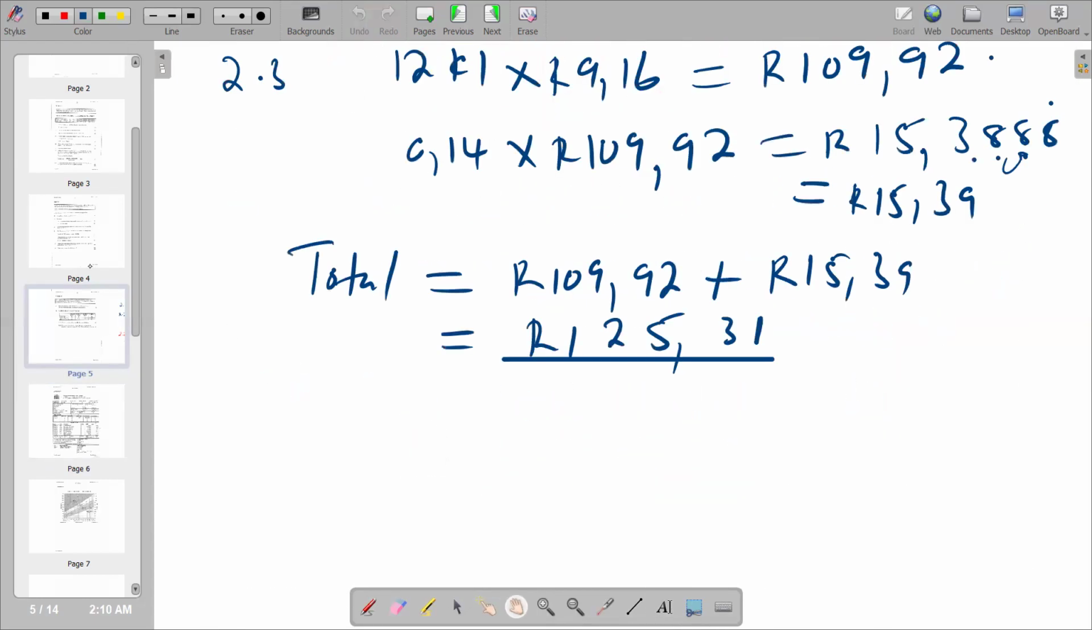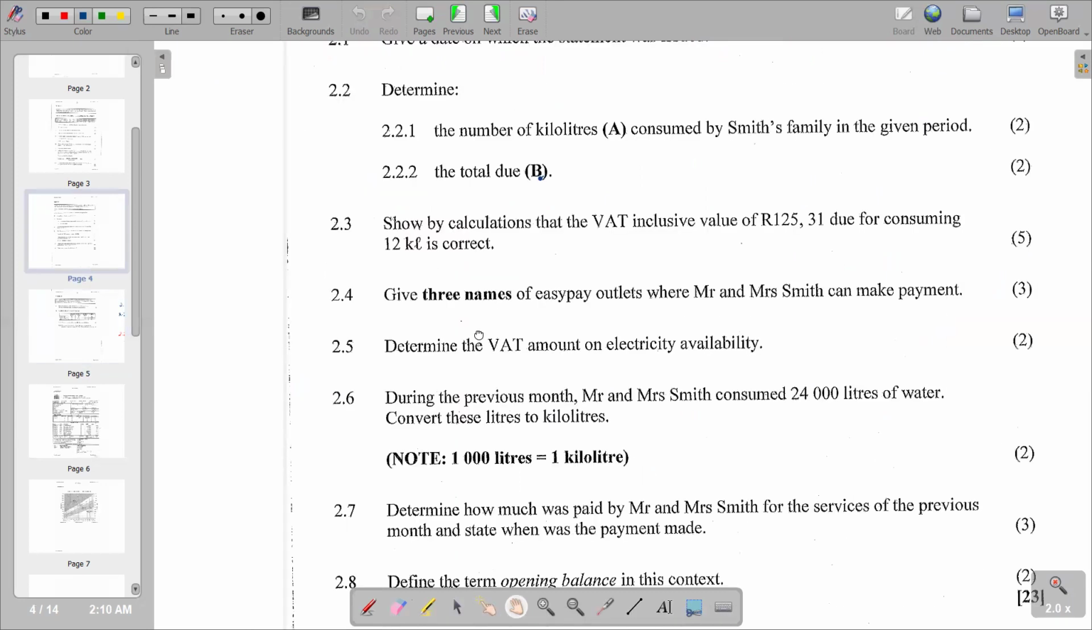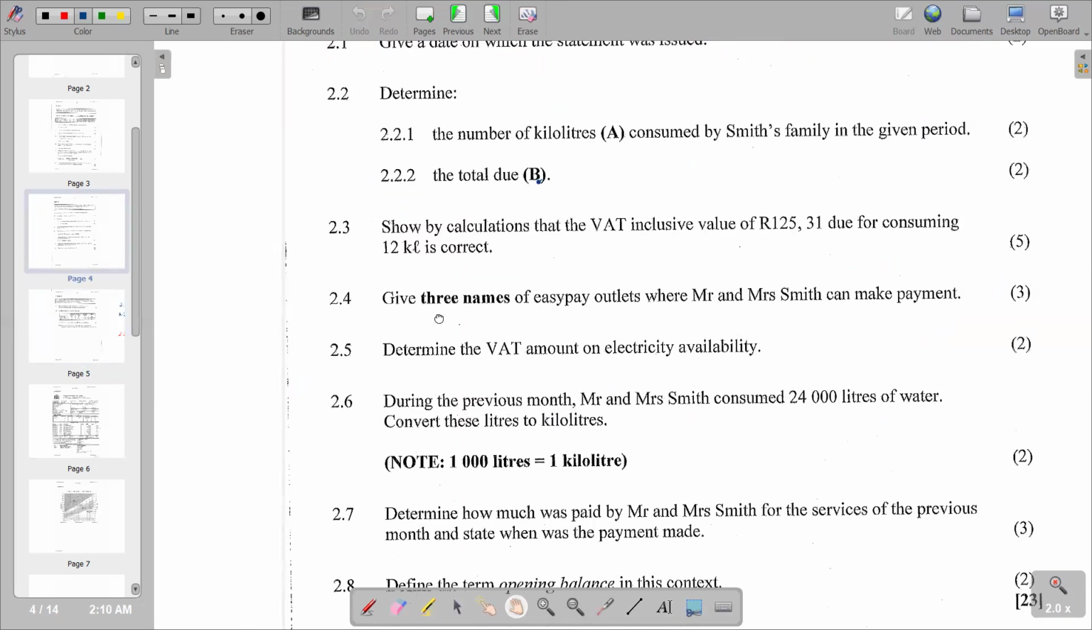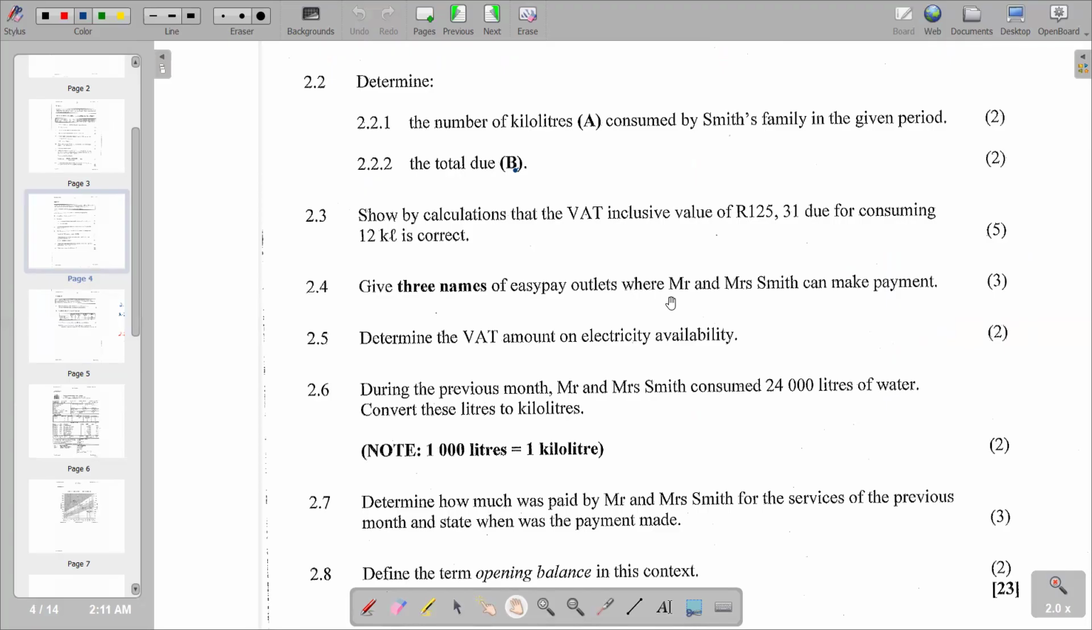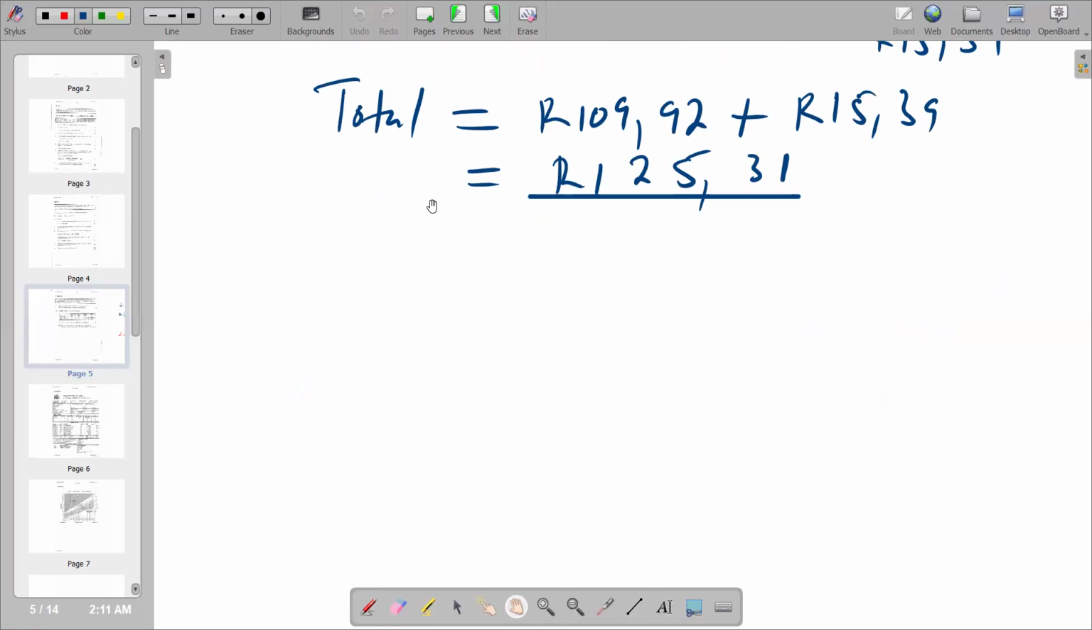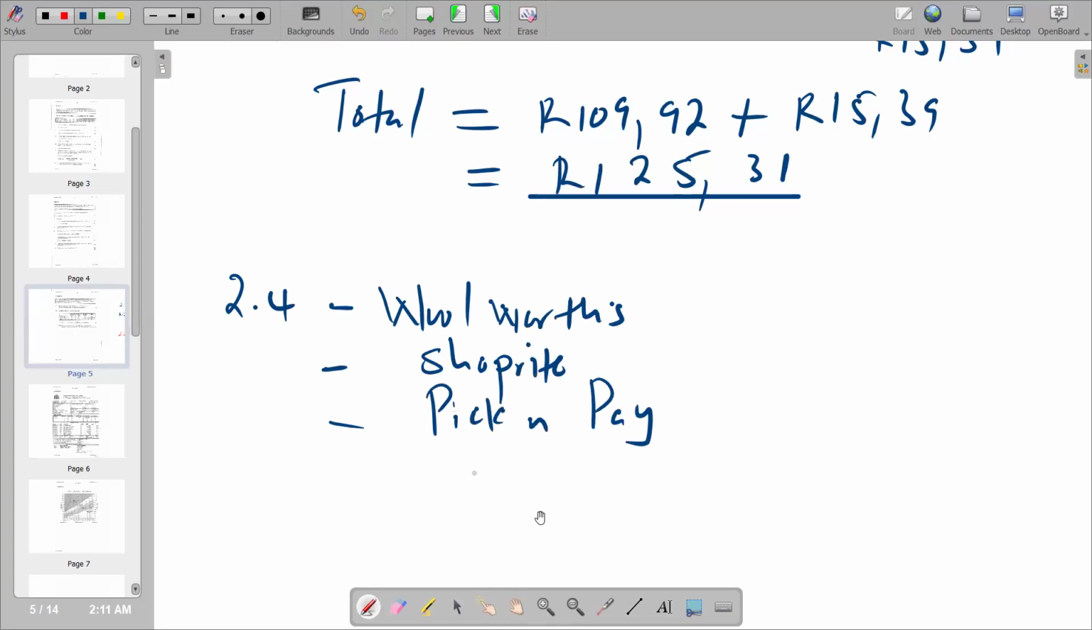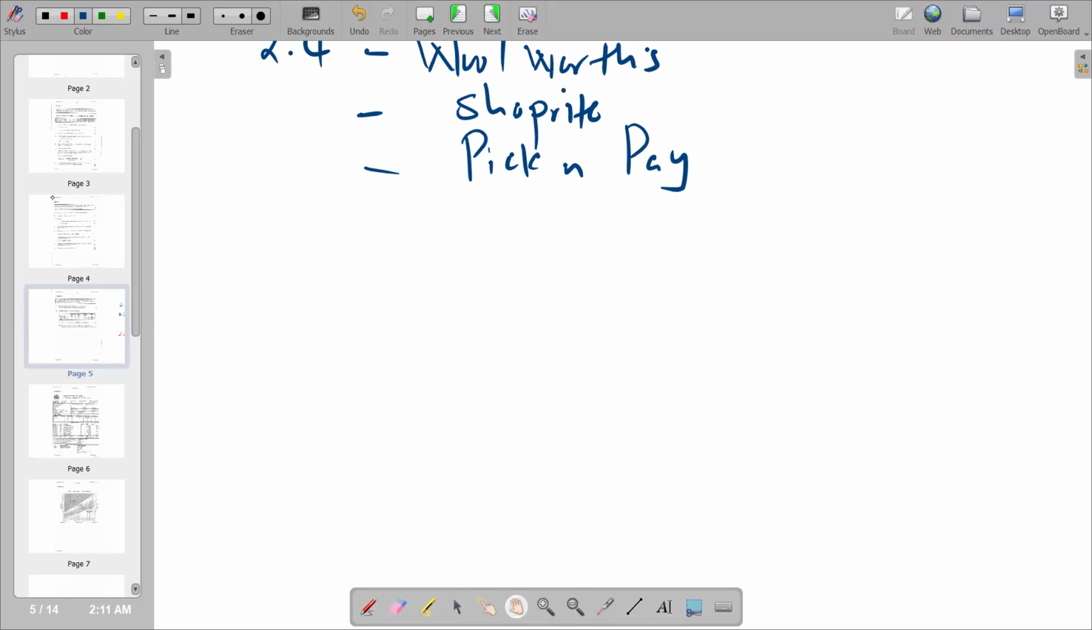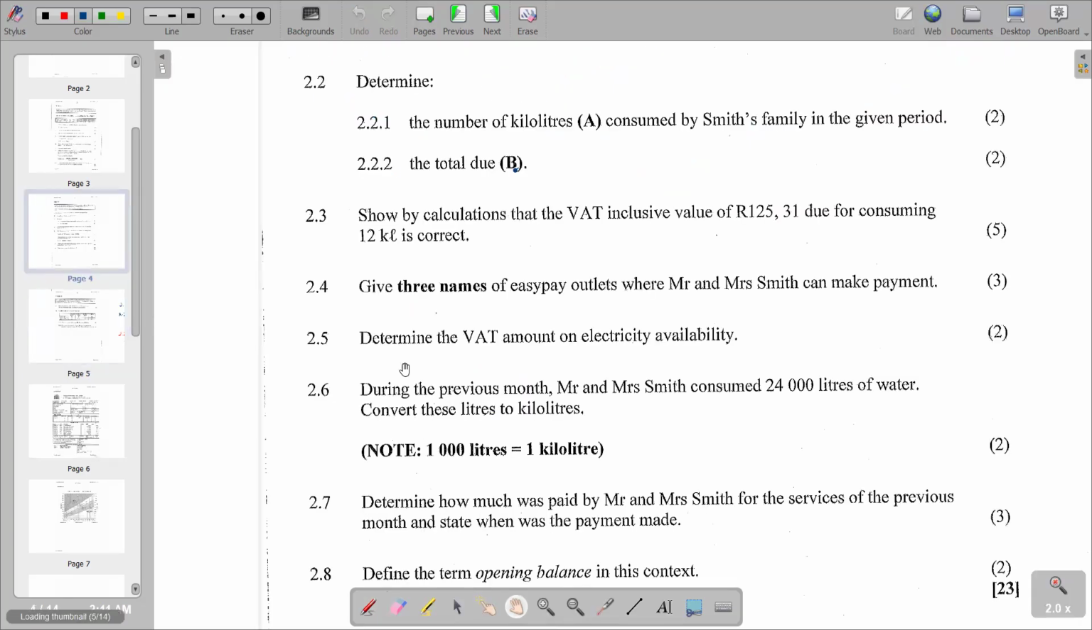So we can move on to the next question, which is now saying, give 3 names of easy pay outlets where Mr. and Mrs. Smith can make payment. So easy pay outlets. We can talk about ShopRite, Woolworths, and also Pick and Pay. So we can say Woolworths, and also talk about ShopRite. So this is what we have on 2.4, and then move on to 2.5.